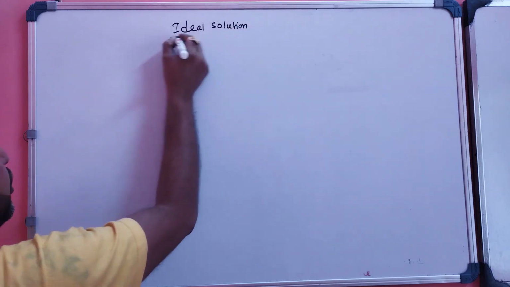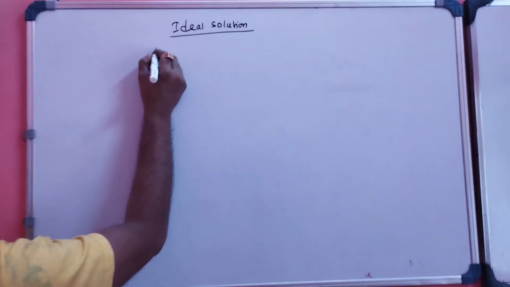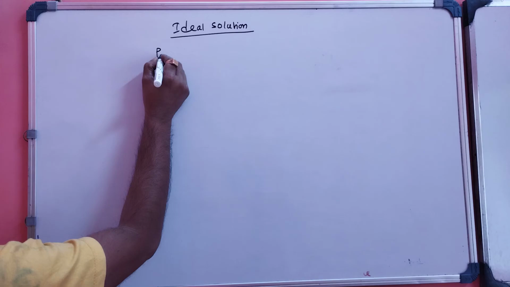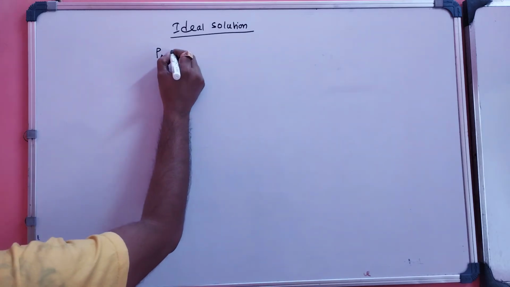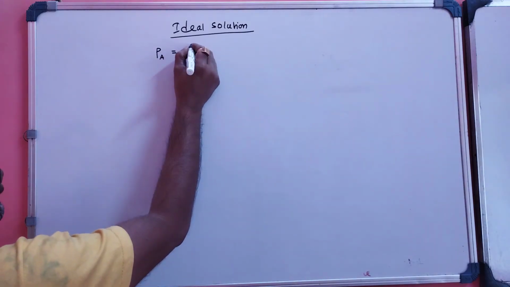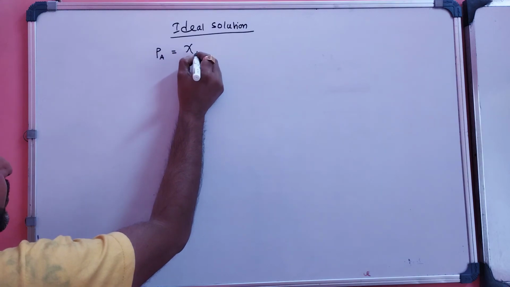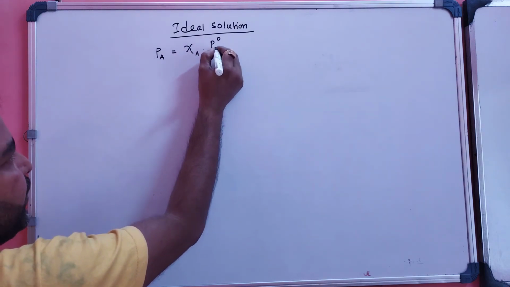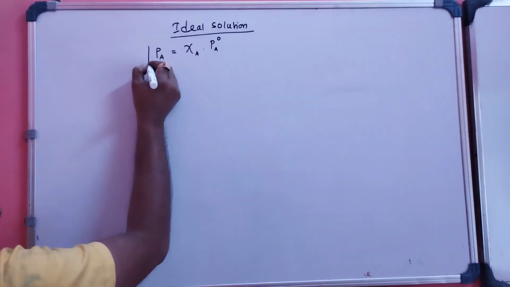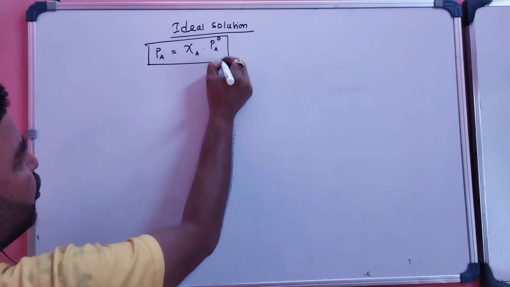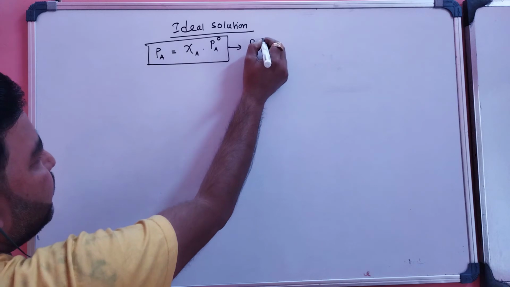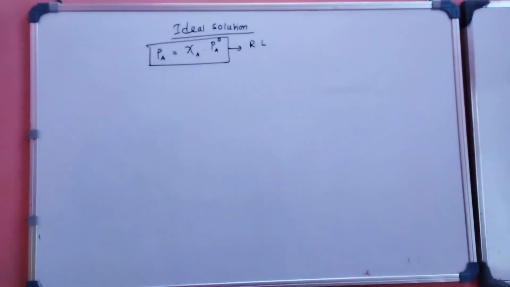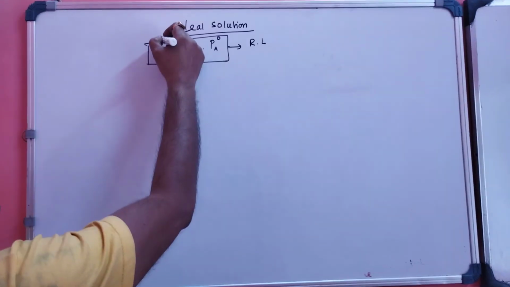According to Raoult's law, the partial vapor pressure of a liquid A, or any liquid, is equal to the product of its mole fraction and the vapor pressure of its pure state. This comes from Raoult's law. Now any solution which obeys Raoult's law throughout the whole range of concentration is called an ideal solution.